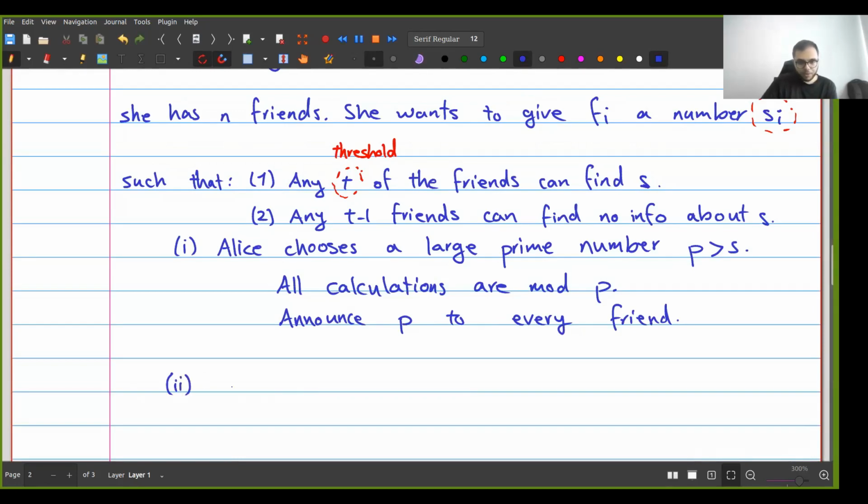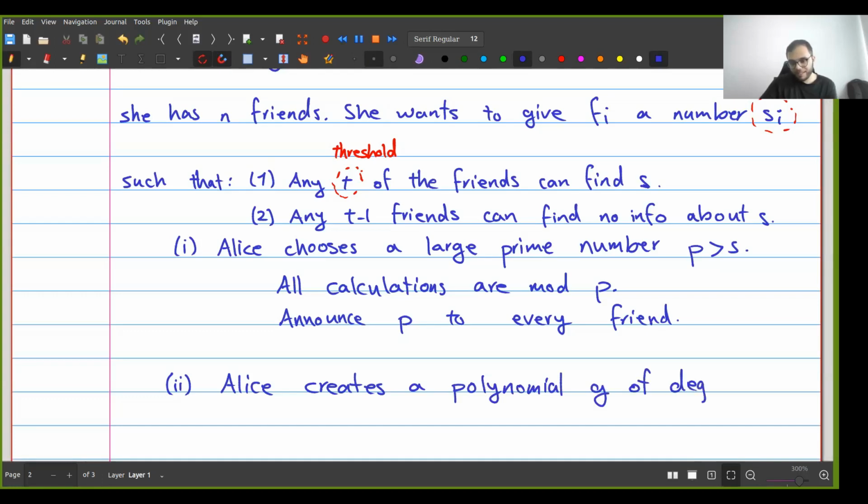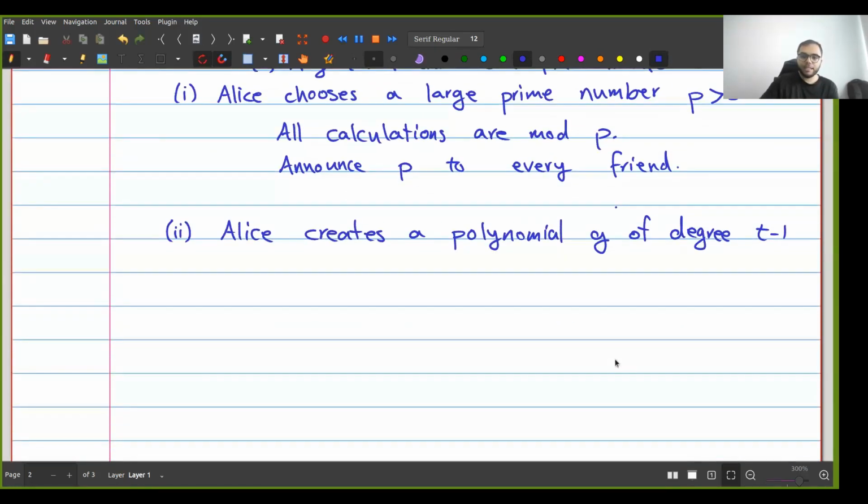So step 2 of the protocol is that Alice creates a polynomial of degree. Okay, what should the degree of my polynomial be? Tell me the degree in the chat. Really? Not that obvious? Okay. So Alice creates a polynomial g of degree t minus 1. Okay. And the idea here is that g of x is a0 plus a1x plus a2x squared, and so on, to a(t minus 1) x to the power of t minus 1.